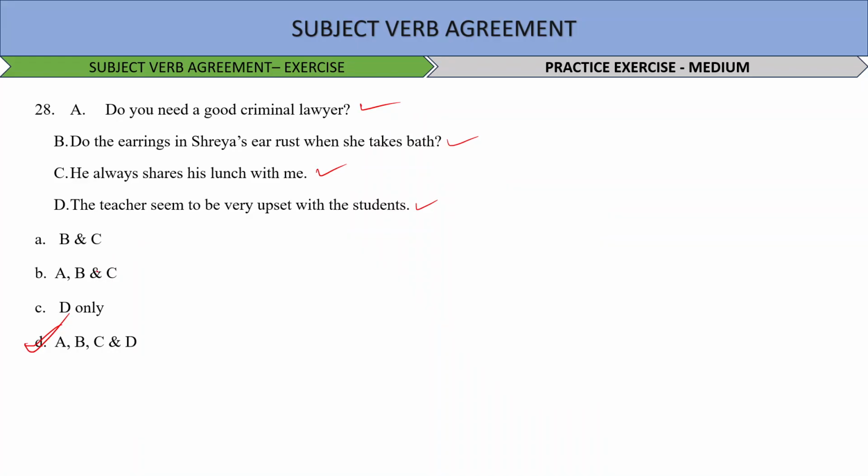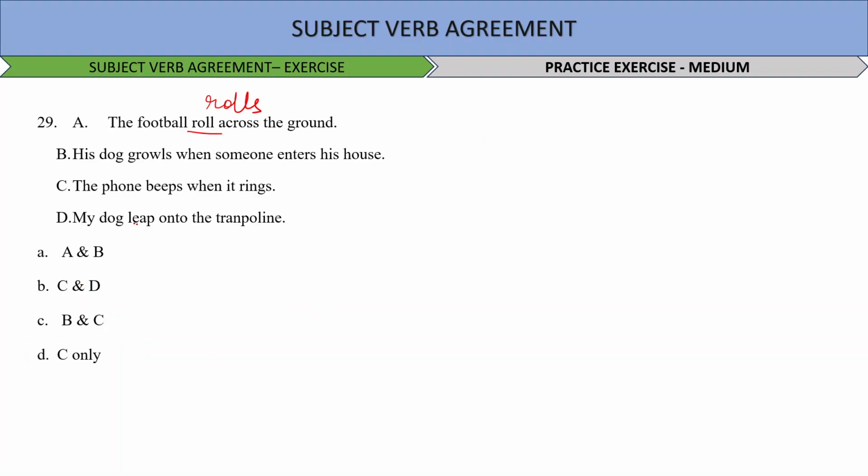Next question. The football roll across the ground. The football is singular and hence will take "the football rolls across the ground." His dog growls when someone enters his house. Correct. The phone beeps when it rings. My dog leap onto the trampoline. Again, my dog leaps, not leap, right? So A and D are incorrect, B and C are correct, which is option number C.